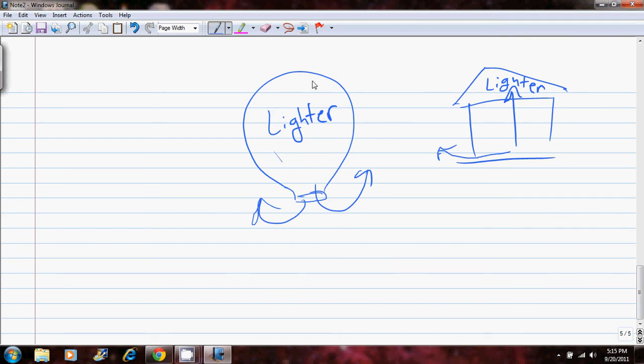So because this is now lighter than the air surrounding it, so here's all the air surrounding it, it creates lift. It wants to go up because this is lighter and this would be heavier.